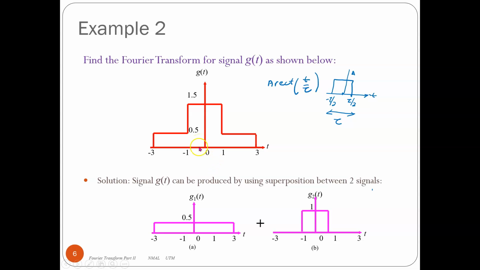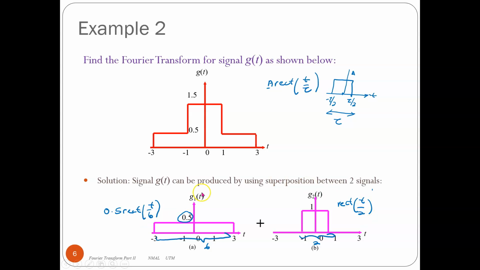To find the Fourier transform, we have to break the signal into two rectangular signals. From this, we need to find the original equations in the time domain. We can see that tau is 6 for the first and 2 for the second. The amplitude A is 0.5 for the first and 1 for the second. So the first, g1(t), is 0.5 rect(t over 6), and the second, g2(t), is rect(t over 2).